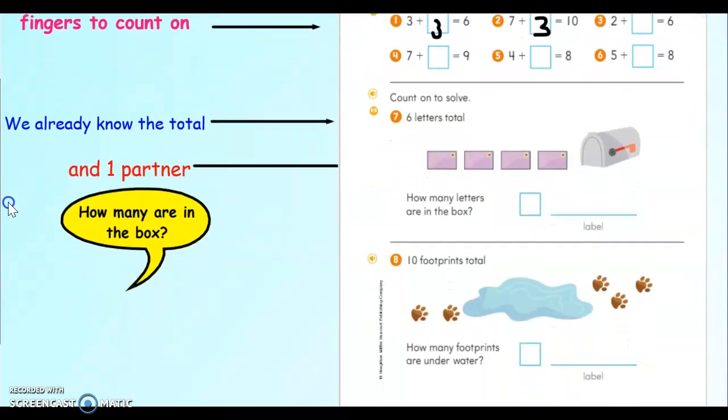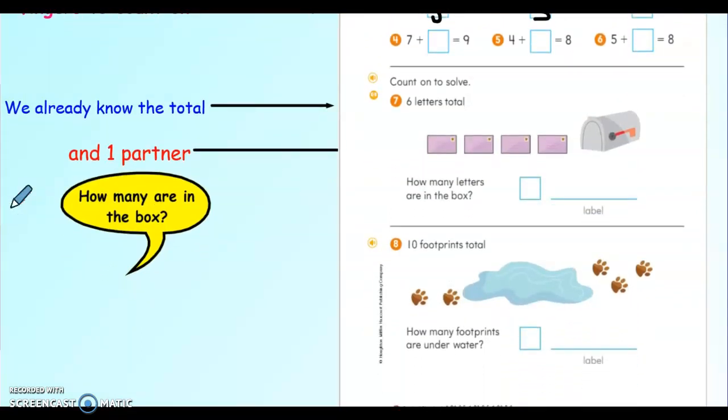For now, let's go to number 7. So we have to count on to solve, and we might need to write an equation to help us out. It tells us that there are 6 letters total. Well, how many letters can you see? I see 4. So we know that we have 4 outside of the mailbox.